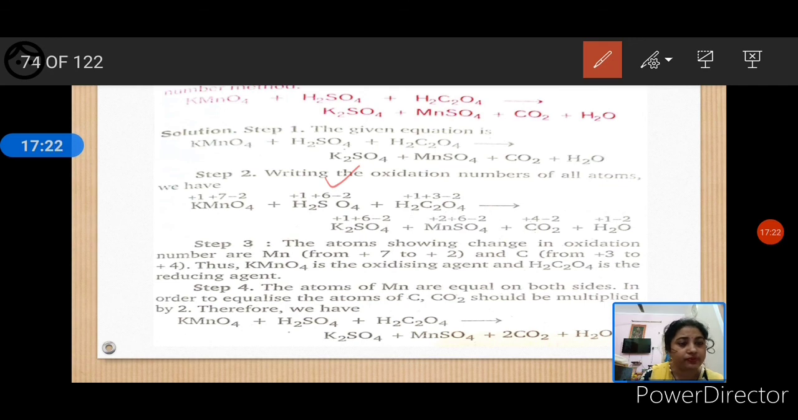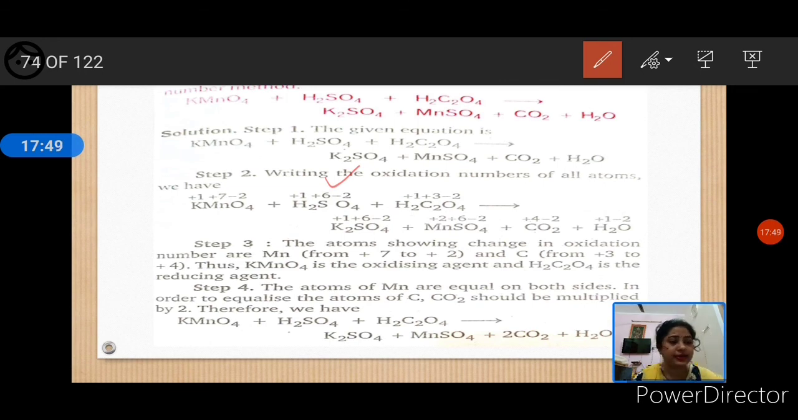MnSO4: manganese, oxygen, sulfur. We will find the oxidation numbers. We know that for sulfur it is plus 6, for oxygen it is minus 2. We can calculate the oxidation number of manganese. Carbon dioxide: oxygen minus 2, carbon plus 4. In water, hydrogen plus 1, oxygen minus 2. Okay, so it is clear.